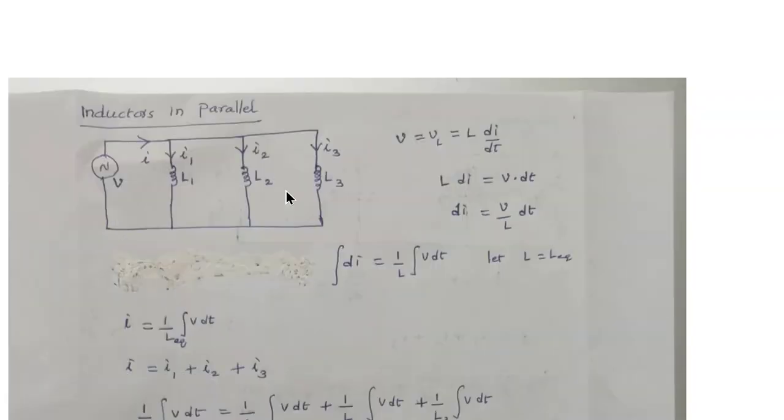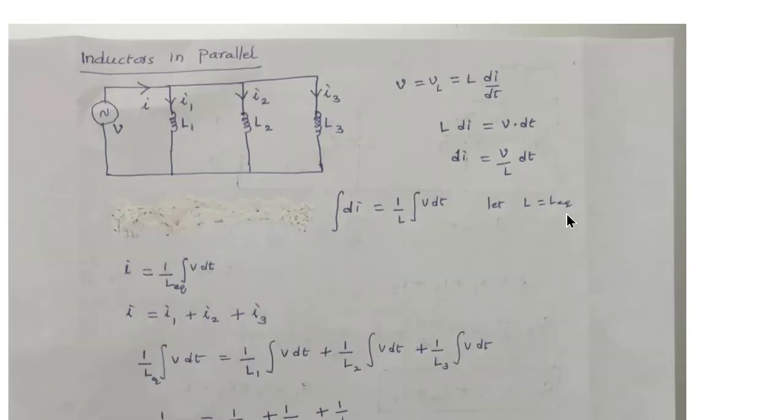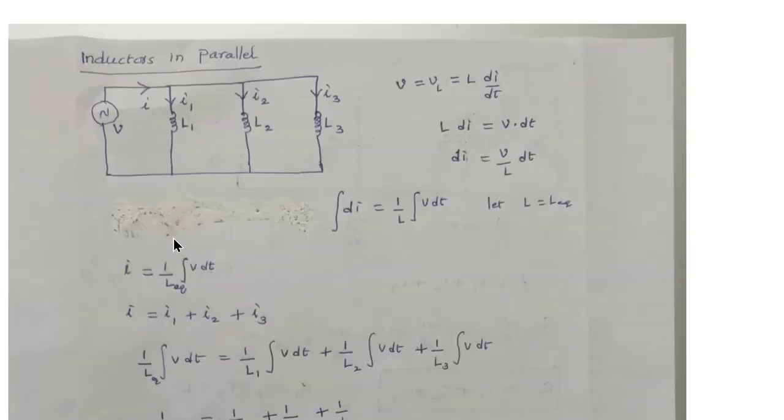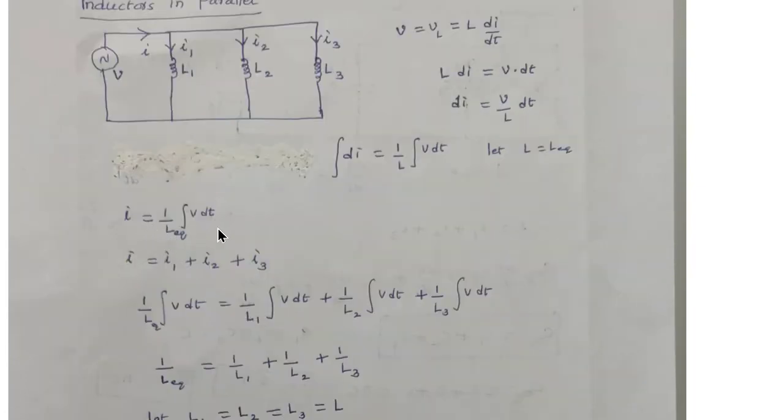Suppose the equivalent inductance is L equivalent, then we can write the total current equation as I is equal to 1 by L equivalent integral V dt. So writing the KCL equation for this, we get I is equal to I1 plus I2 plus I3.